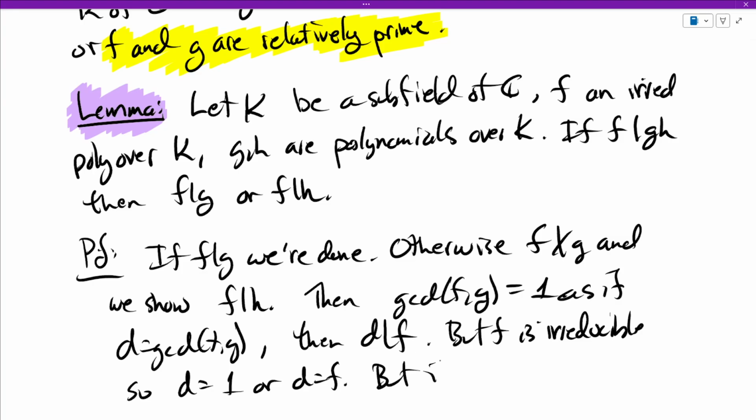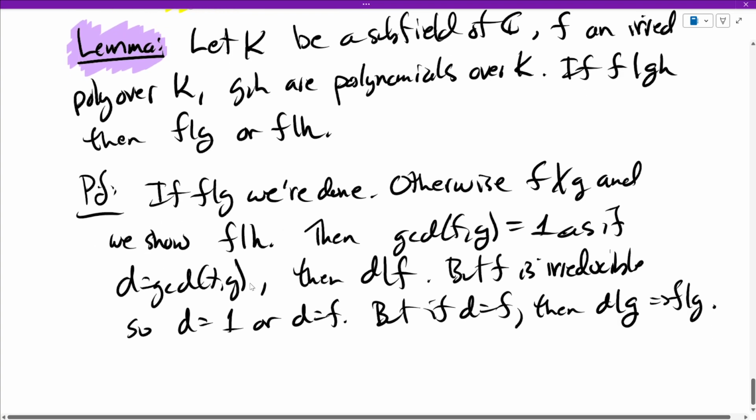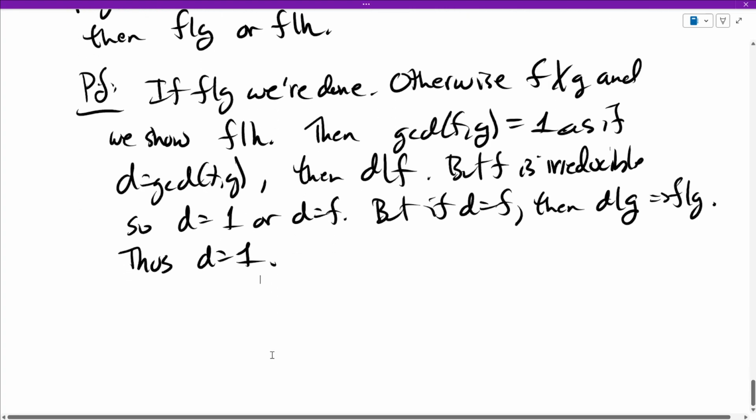But if D is F, D is also a divisor of G because it's the greatest common divisor of both of them. So D divides G, but D is F, so F divides G. And we are assuming F does not divide G. So the only other option is that D is 1. All right, great. So D is 1.